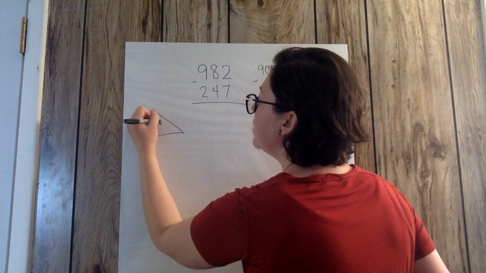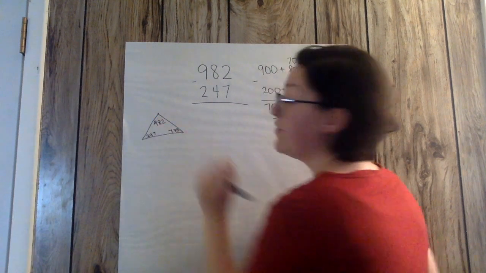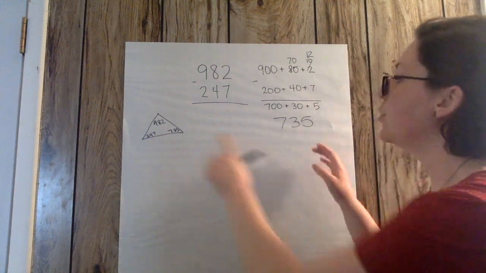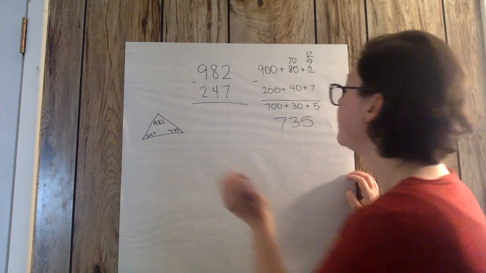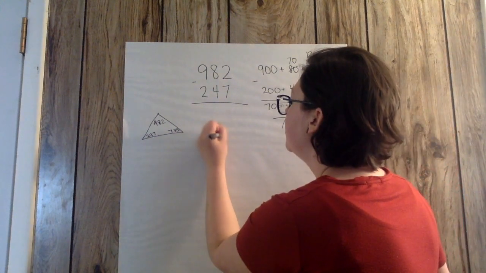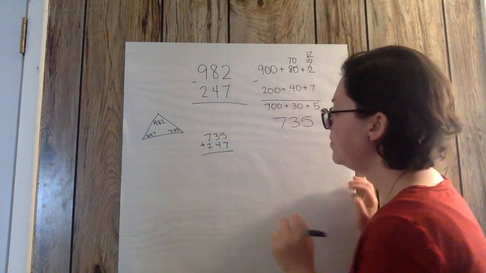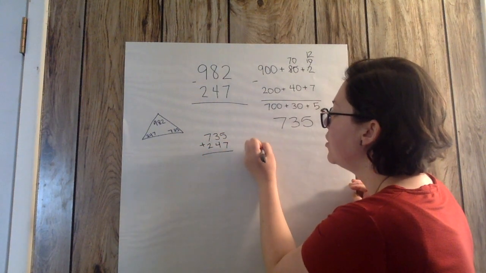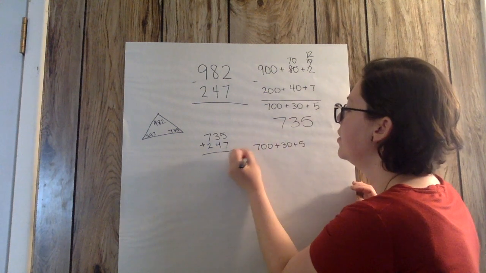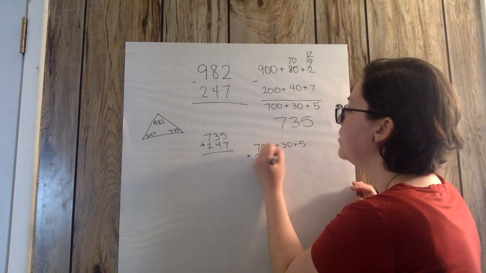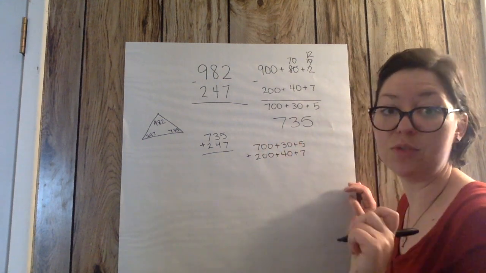So it would be 982 with 247 down here, 735. Hopefully. Let's see if it works. So we're going to put these two numbers together and see if it does equal 982. Are you ready? Let's try it. 735 plus 247. Okay. You could also show the expanded form, just like over here. I'm just stretching it out so you can see that expanded form can be used for addition and subtraction.